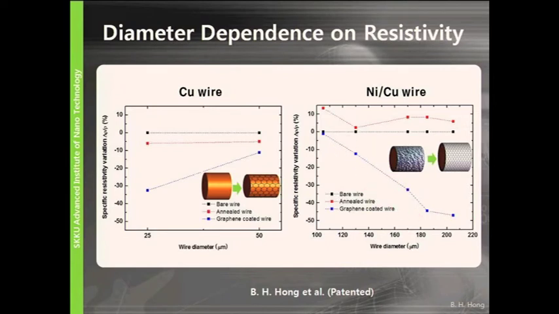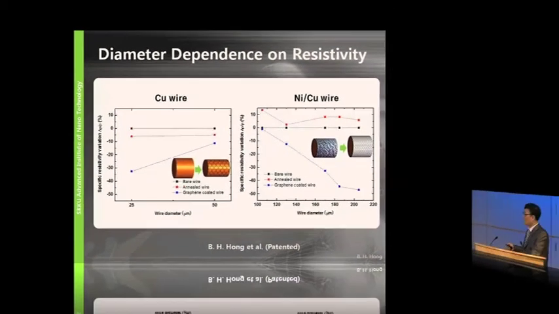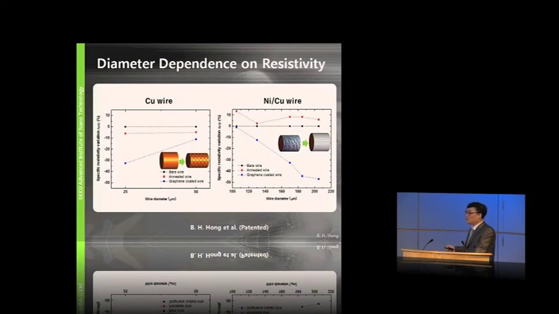But anyway, conductivity of the copper wire can be enhanced by using this graphene. That means that you can use much less copper for the wire with the same capacity or same performance. So I'm working with LS Cable. The company is the world's third largest wire company, and they are really serious about this one for the commercialization of these graphene-coated wires.